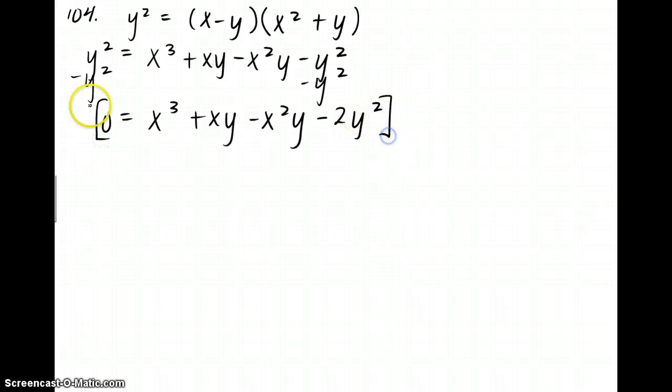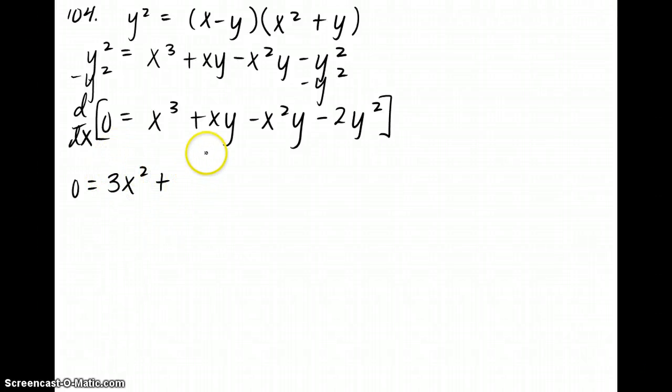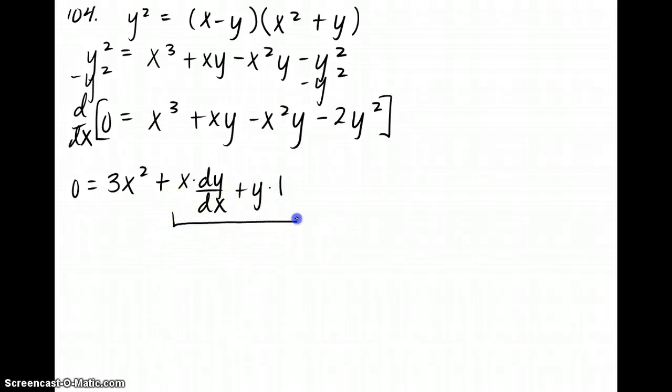Now if we find the derivative of 0, it is 0. The derivative of x cubed is 3x squared. Now xy needs the product rule: first times the derivative of the second plus second times the derivative of the first. So this is just the derivative of xy.